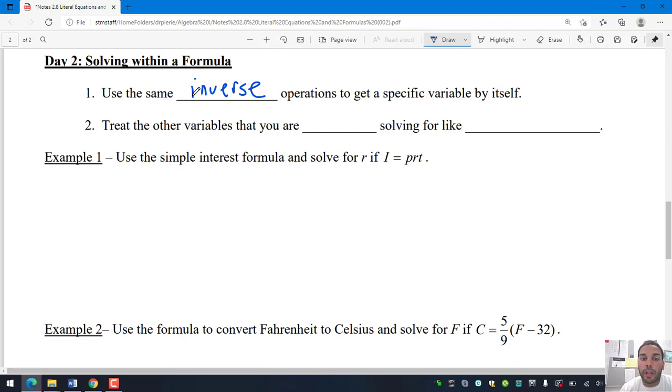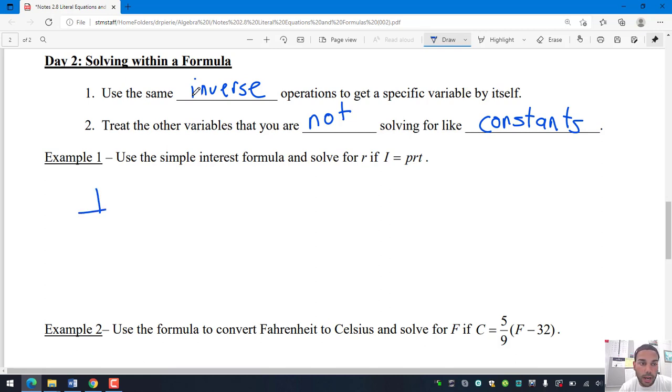You're going to treat the other variables that you are not solving for like constants. So what does that mean? When we do questions like this, there's going to be a lot of ugly, ugly equations. Stuff like I is equal to P times R times T. For this example, we want to solve for R. That means the variables that we're not solving for, I, P, and T, we're going to treat those things like they're numbers. So we're going to use the simple interest formula to solve for R if I is equal to P times R times T.